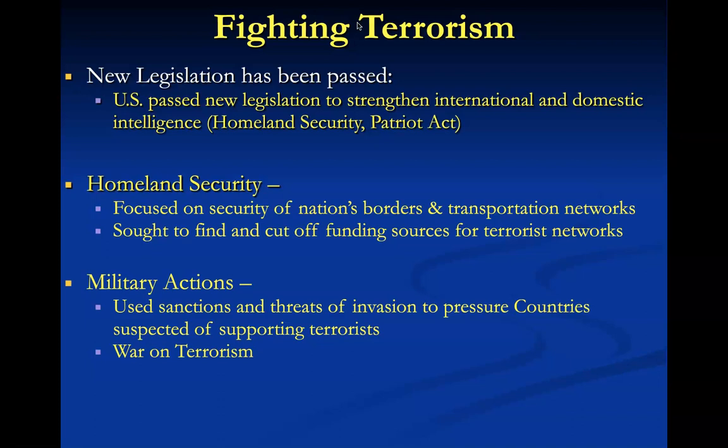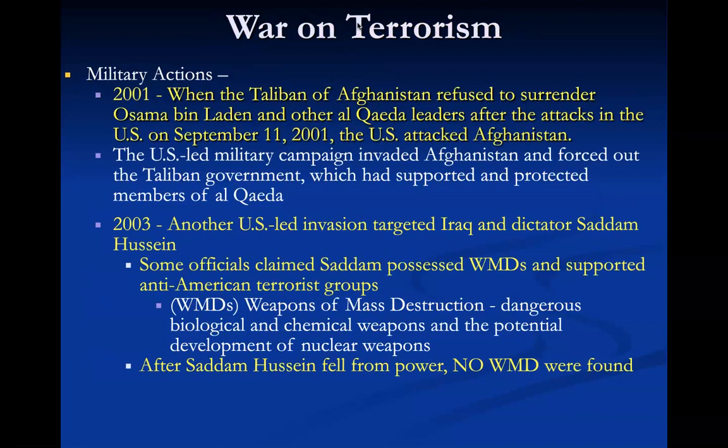Military actions are used, so we have sanctions and threats to invade countries to kind of pressure them to stop supporting terrorists. We've also started the war on terror. So the way this goes is military action.